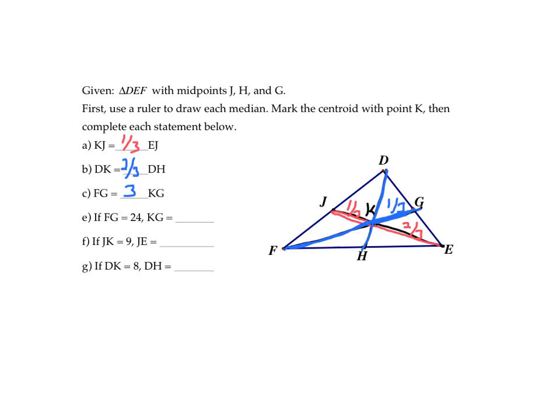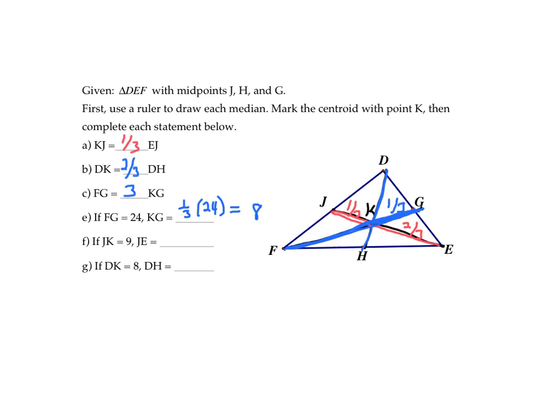In part E, it says if FG is equal to 24, that's this, again, whole line segment from F to G, then KG is going to be 1/3 of that. So KG equals 1/3 of 24. So just take and divide 24 by 3, and we end up with 8.